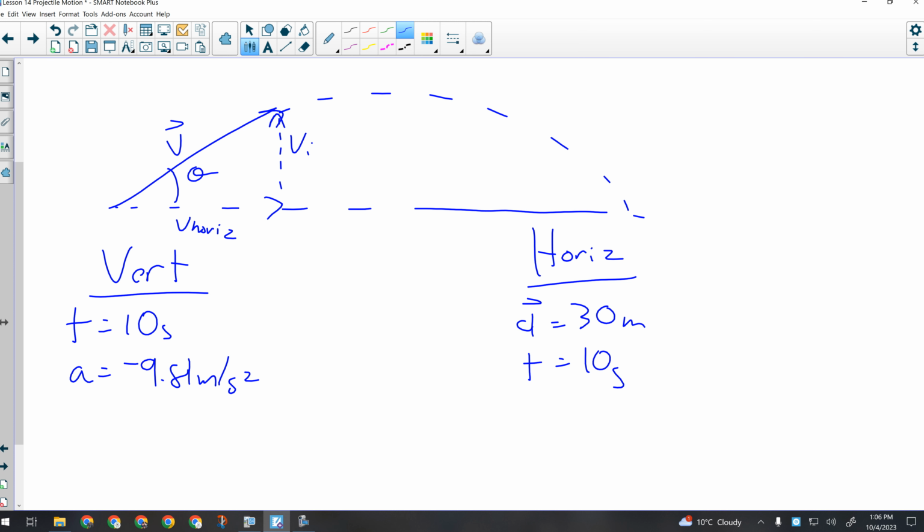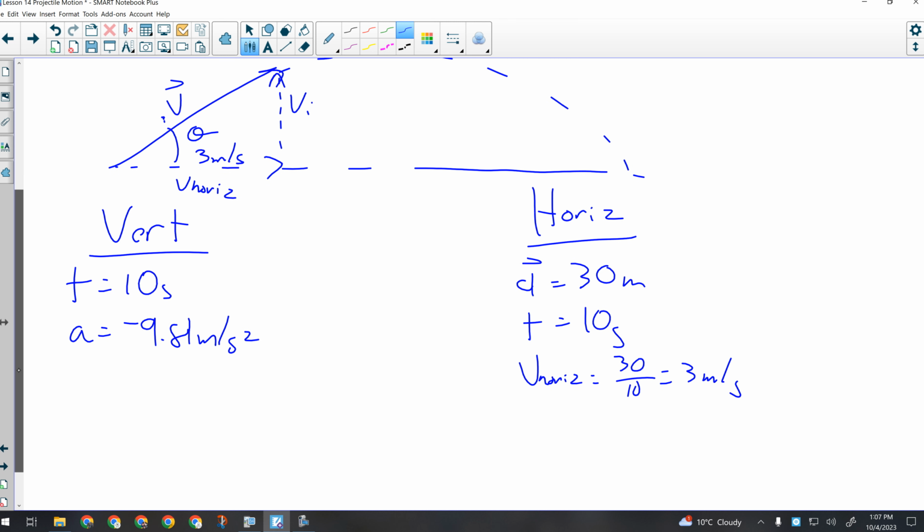What can I calculate right now with the horizontal information? I can calculate the horizontal component of the number they want me to get. So V horizontal, which will be the adjacent side, is going to be 30 over 10, which is 3 meters per second. So I know this side is 3 meters per second. And that's usually where people stall. It's like, I only have 2 pieces of information vertically. I can't go any further. Except you can. There's kind of 2 ways you could go about this.